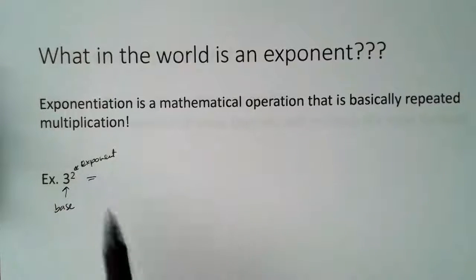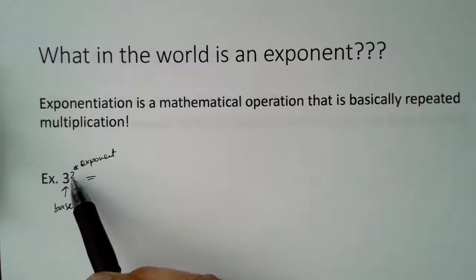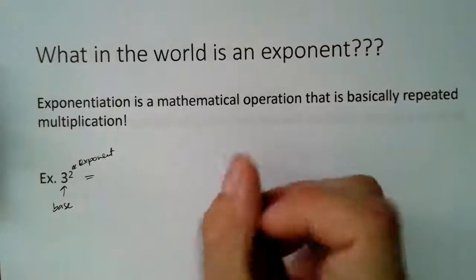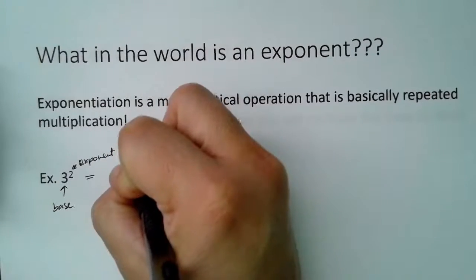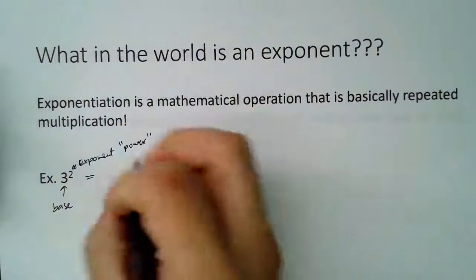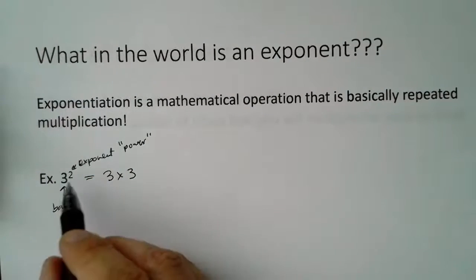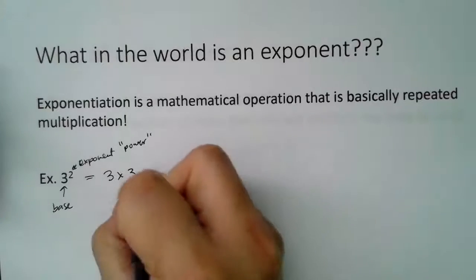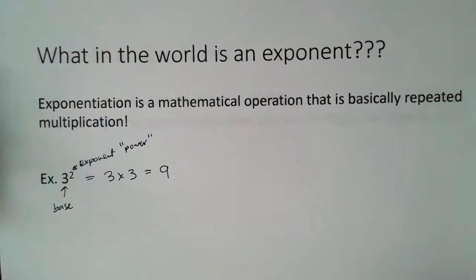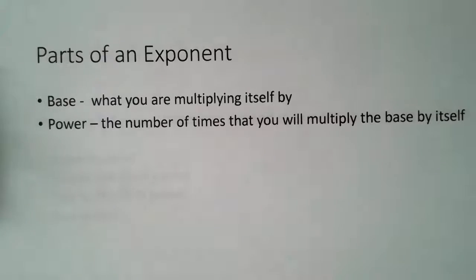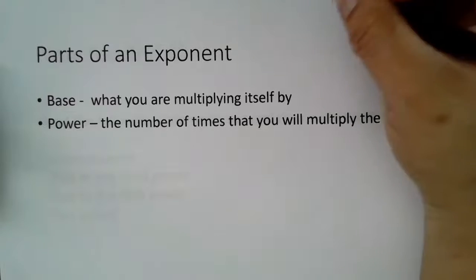So 3 to the power 2, that's how we say it. We're basically saying I want to multiply 3 by itself 2 times, okay? So 3 squared would be 9. So again, parts of an exponent.